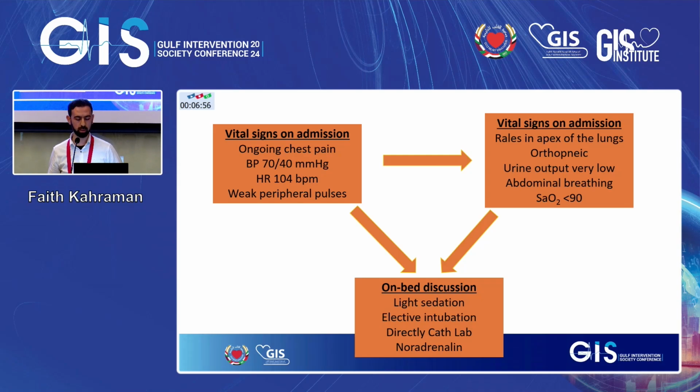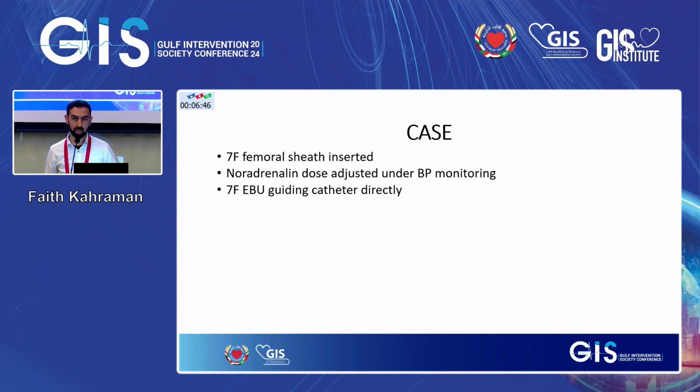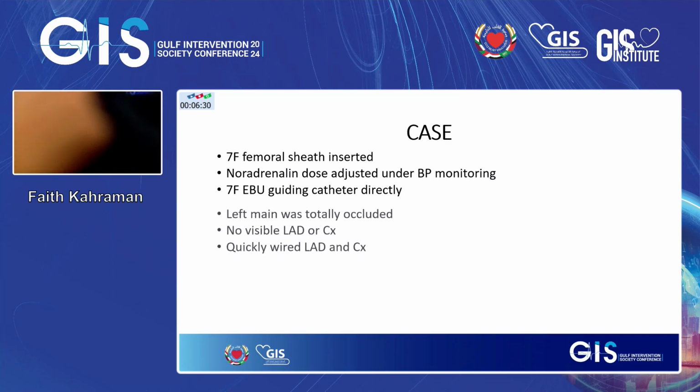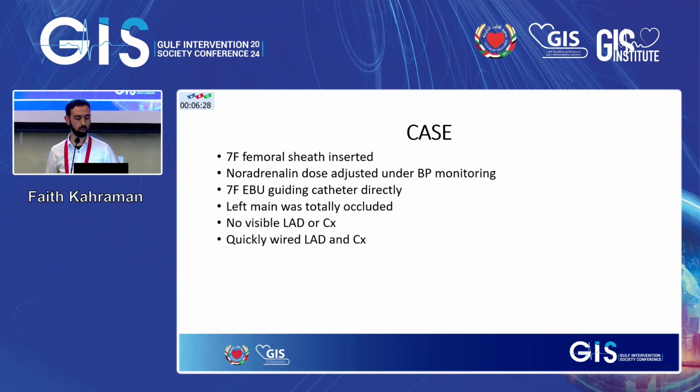We quickly discussed with our anesthesiology, did light sedation, intubated the patient electively and took the patient directly to the cath lab. We directly inserted a 7F femoral sheath, and under the noradrenaline dose, we adjusted our positive inotrope dose under blood pressure monitoring. We sent a 7F EBU guiding catheter directly, and the left main was totally occluded, with no visible LAD or circ.